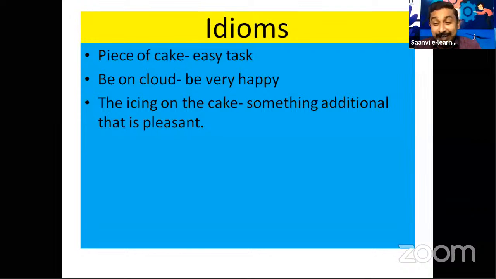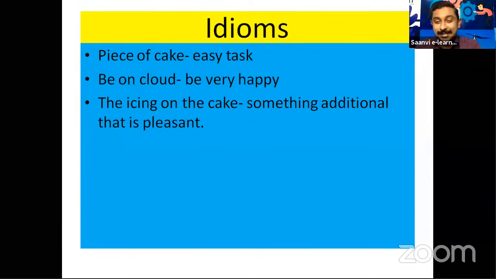The icing on the cake. You know, usually cake is baked. On your birthday, you cut cake. What makes the cake tastier? Icing. Icing means the creamy layer that is applied. Something additional that is pleasant is the icing on the cake.